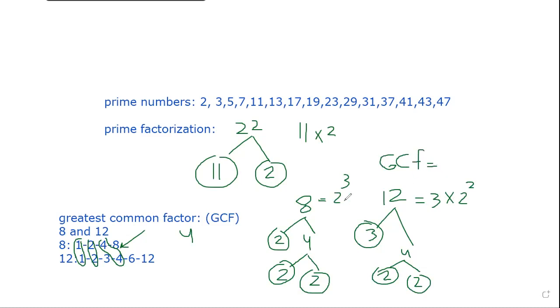So 3 is not common. We don't have 3 here, so we cross it. But we have 2, and 2 is common. In the GCF, I take the 2, which is the common, with the least power. So here we have 2 power 2, but here we have 2 power 3. So we choose the one with the least power, 2 power 2, because we don't have any other common factors. So 2 power 2 equals 4. That's it.